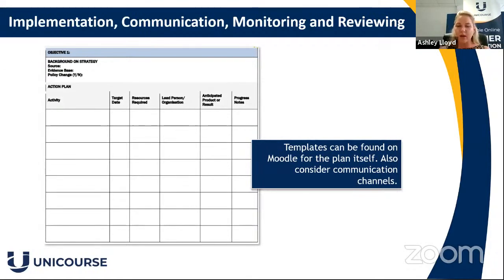So I'm just going to have a quick look at the chart before I move on to the last learning outcome and the last slide.